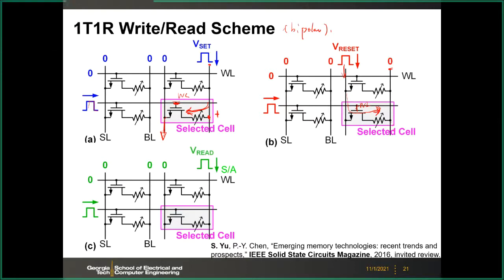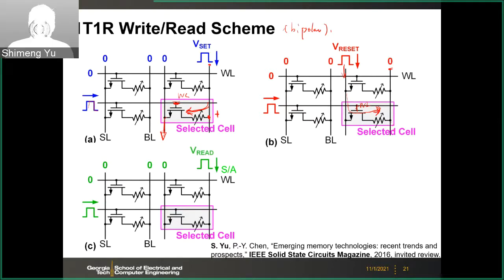And then for the read, you still need to turn on the word line to select this cell, and then apply the read voltage to the bit line. And then you can sense the difference in the resistance through the current to the bit line, and this needs to be attached to the sense amplifier.